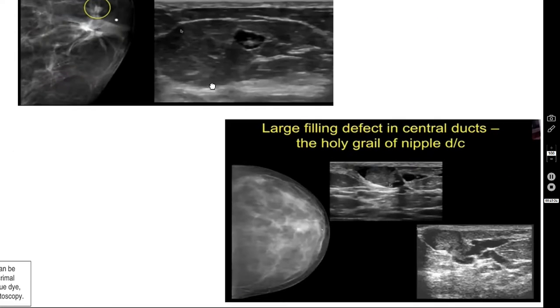Here also, this is the mammogram and this is the ultrasound. In the ultrasound, you are seeing a large filling defect. These are the dilated ducts you are seeing here. Inside the dilated duct, this is the nipple area. Here you are seeing a very big filling defect. So you must do a biopsy of this one to prove whether it is just papilloma or it is carcinoma.